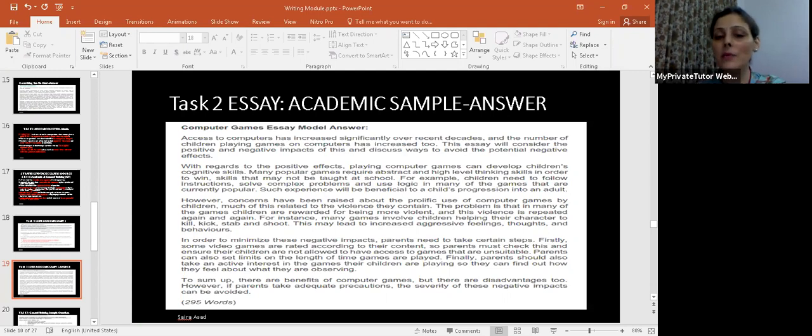However, concerns have been raised about the prolific use of computer games by children. Much of this relates to the violence they contain. I'm talking about the negative effects. The problem is that in many of the games, children are rewarded for being more violent, and this violence is repeated again and again. For instance, many games involve children helping their character to kill, kick, stab, and shoot. This may lead to increased aggressive feelings, thoughts, and behavior. Now I've talked about this all.